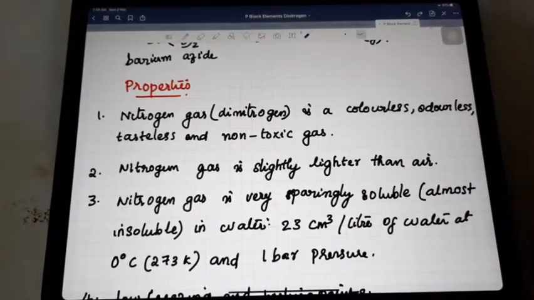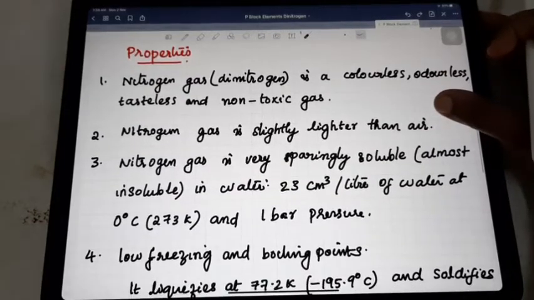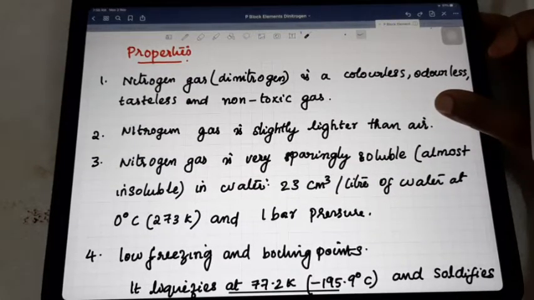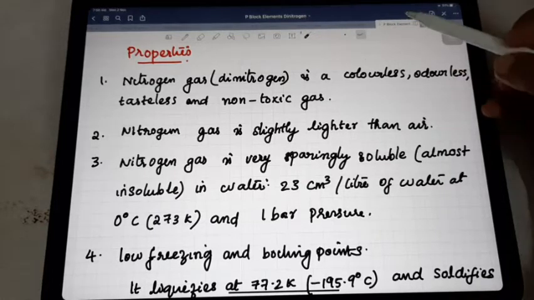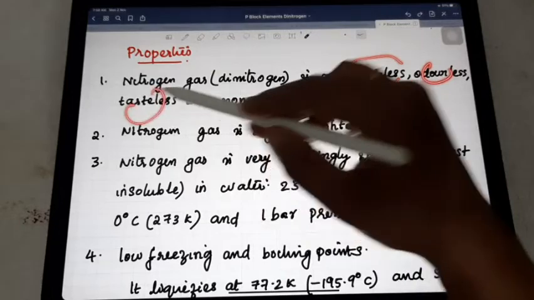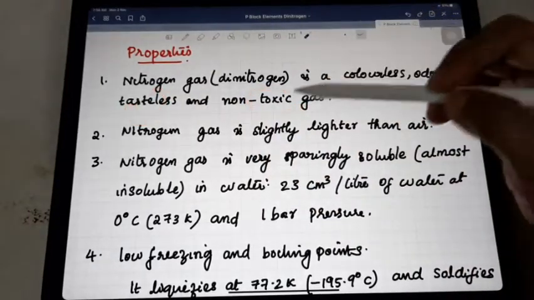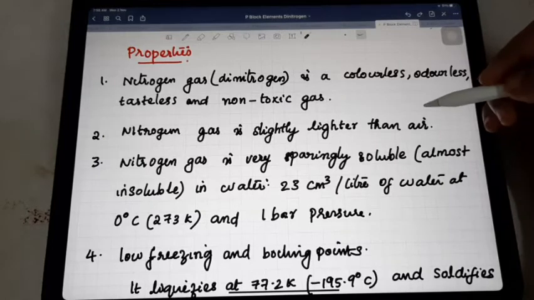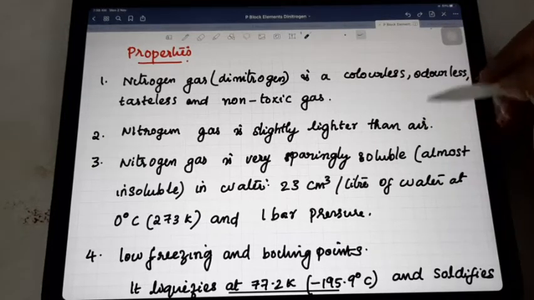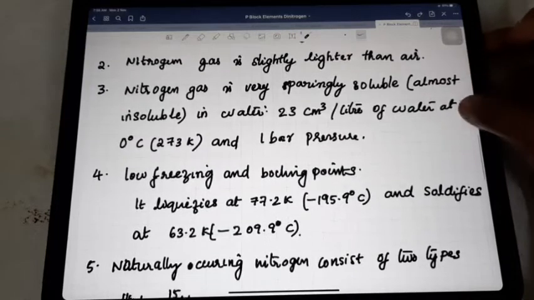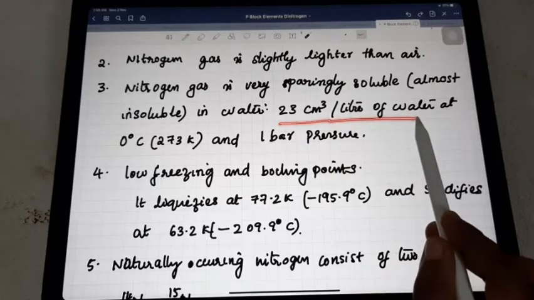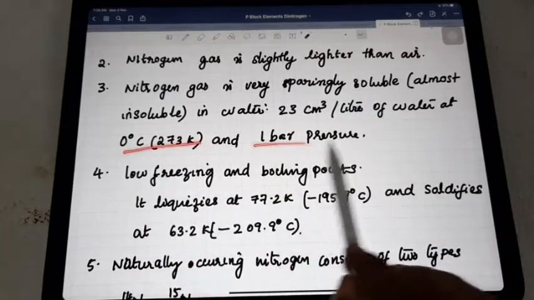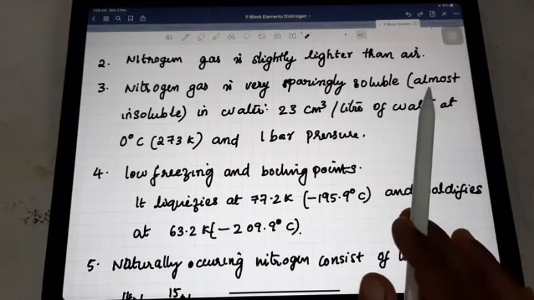Okay. Next one, properties. You know many properties because we have studied nitrogen from the early classes onwards. The earth's atmosphere consists of almost 78% nitrogen. Nitrogen is a colorless, odorless, tasteless and non-toxic gas. It is slightly lighter than air and sparingly soluble in water. The measurement is given as 23 ml per liter of water at 0 degree centigrade and 1 bar pressure. That means its solubility only.